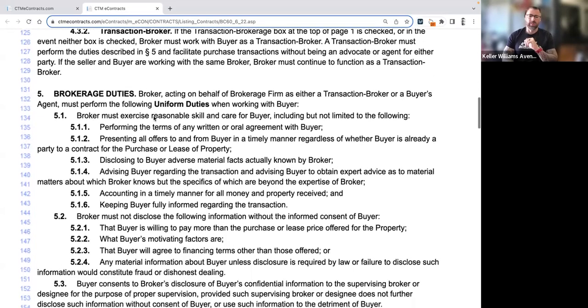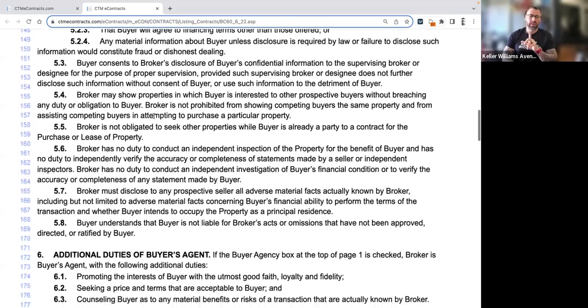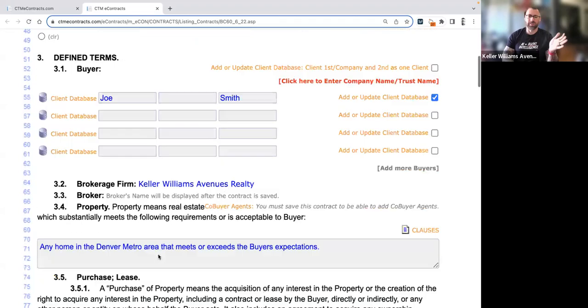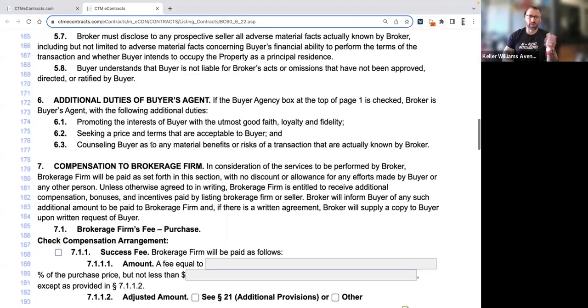And then it's going through and it's telling what a transaction broker is. Now, I was telling you guys that there's two nuances where it comes to buyer agency and transaction brokerage. And I like buyer agency as opposed to transaction brokerage. And this is why.